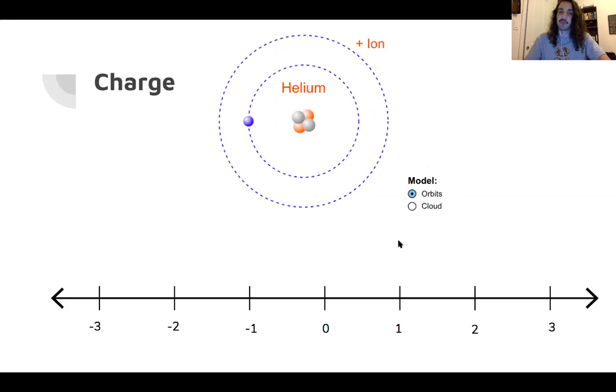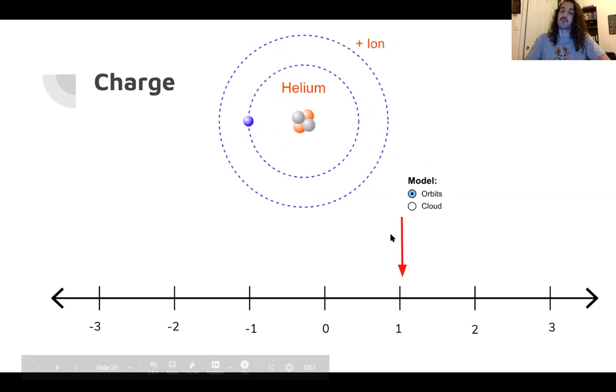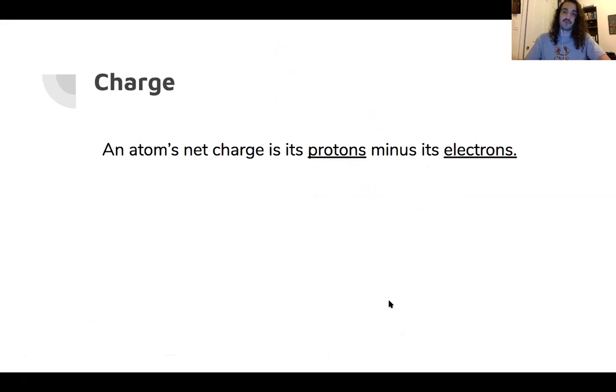What about this final representation here? We've got 1, 2 protons and 1 electron. You can count up 1, up 2, and then count back 1, 2 electrons. So we are on the positive end here. These are positive charges. So something you might want to recognize now, and this is in your notes, follow along in your guided notes, pause and take this down. An atom's net charge, its overall charge, is its number of protons minus its electrons.